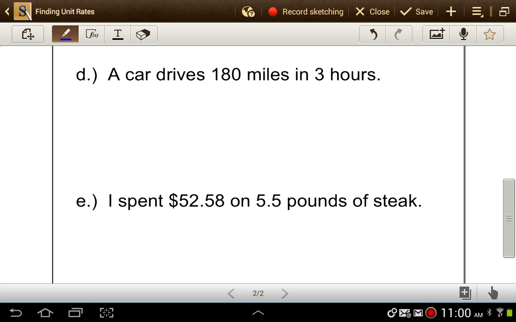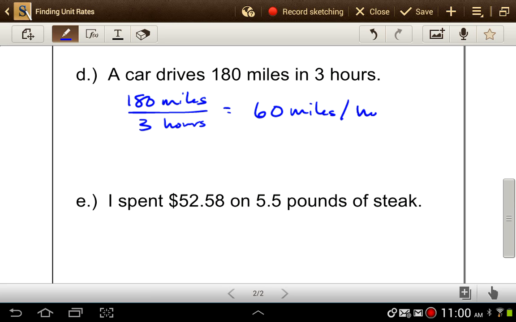Okay, you should have paused it, and here's how you do these. First one, a car drives 180 miles in 3 hours. I'm going to do 180 miles divided by 3 hours. When you divide those, that's going to give me 60 miles per hour. Or again, you could do MPH, miles per hour.